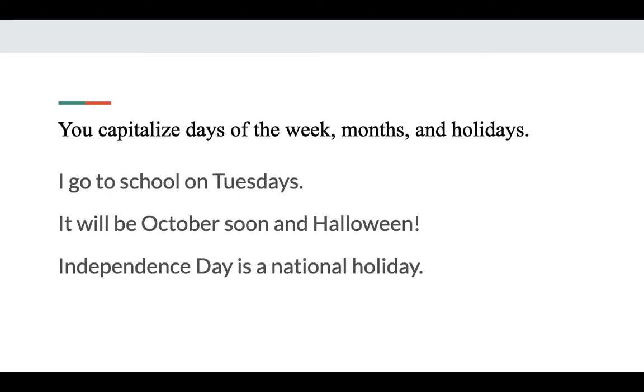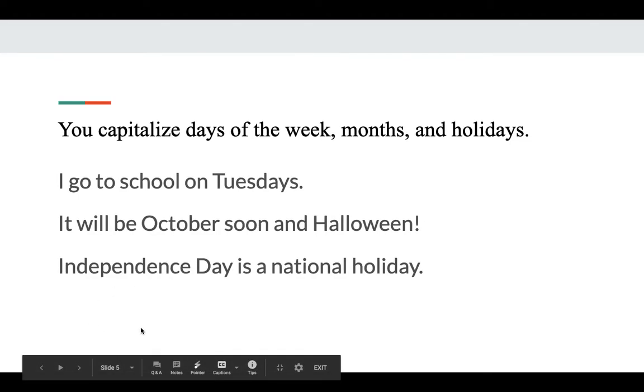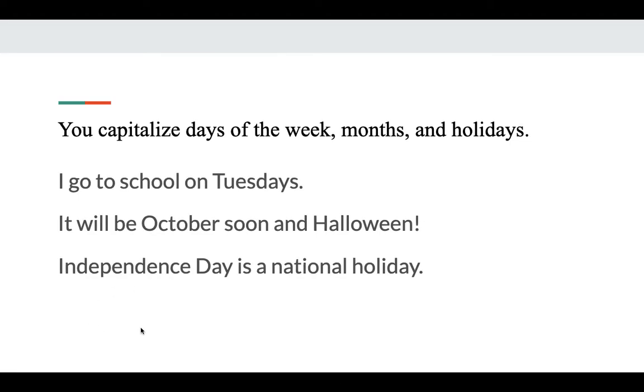You do in English. Specific holidays you capitalize, like Independence Day, which I think it's better to call it Independence Day instead of the 4th of July. Okay? That's a national holiday. Okay? A general holiday like that, you don't capitalize, but this is specific. So you can tell these are all specific instances, we capitalize them.